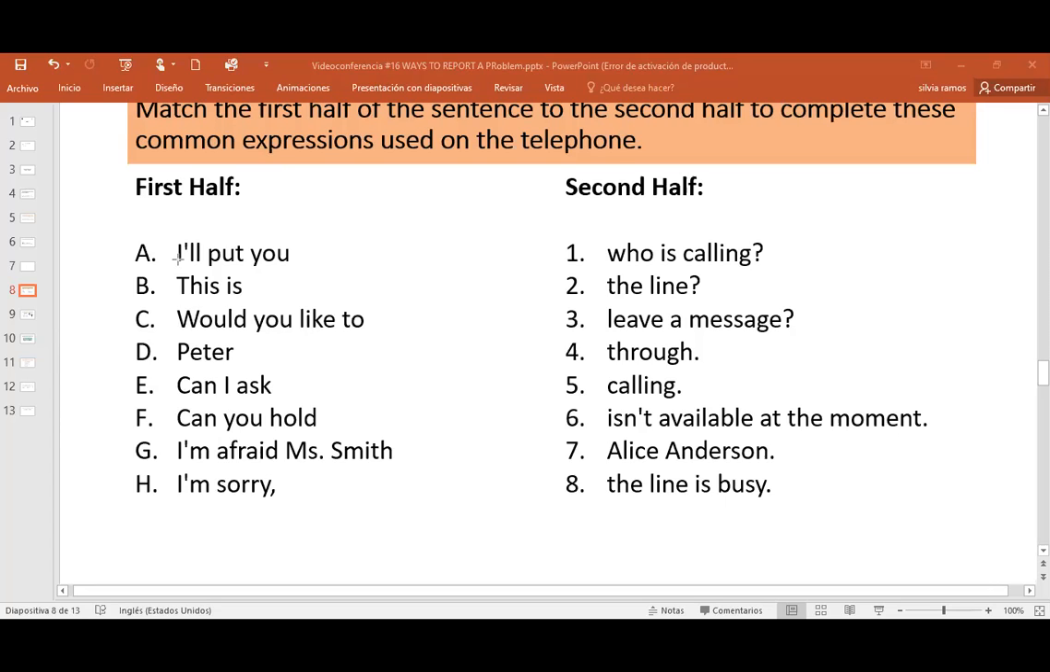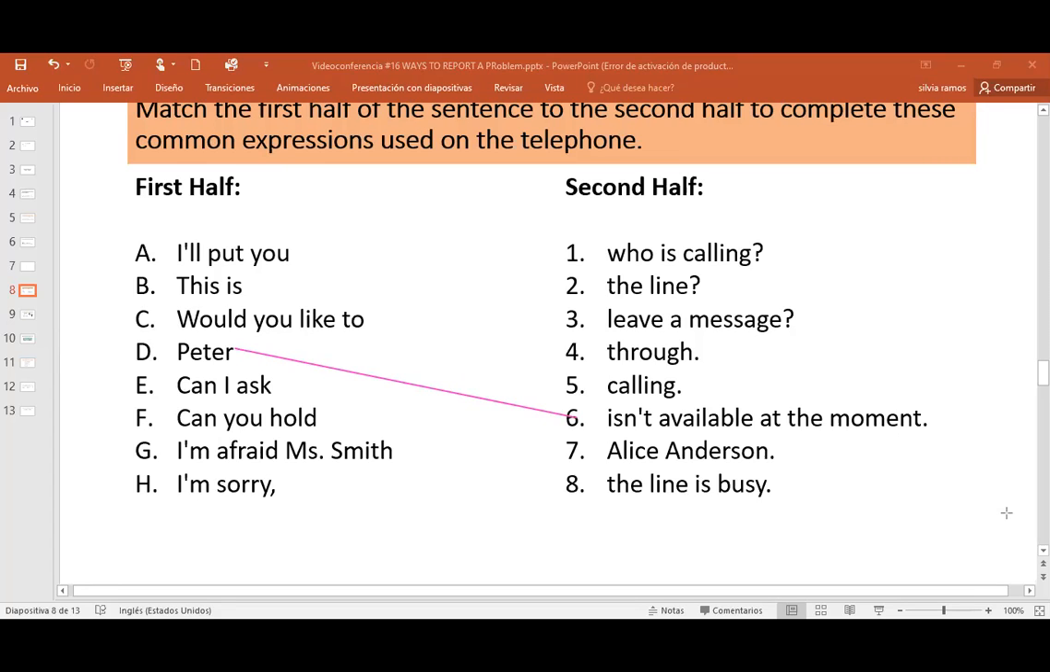Maybe isn't available at the moment. Isn't available. Who isn't available? We need a subject. Who isn't available? Peter. Peter isn't available at the moment. Very good. That is one answer.